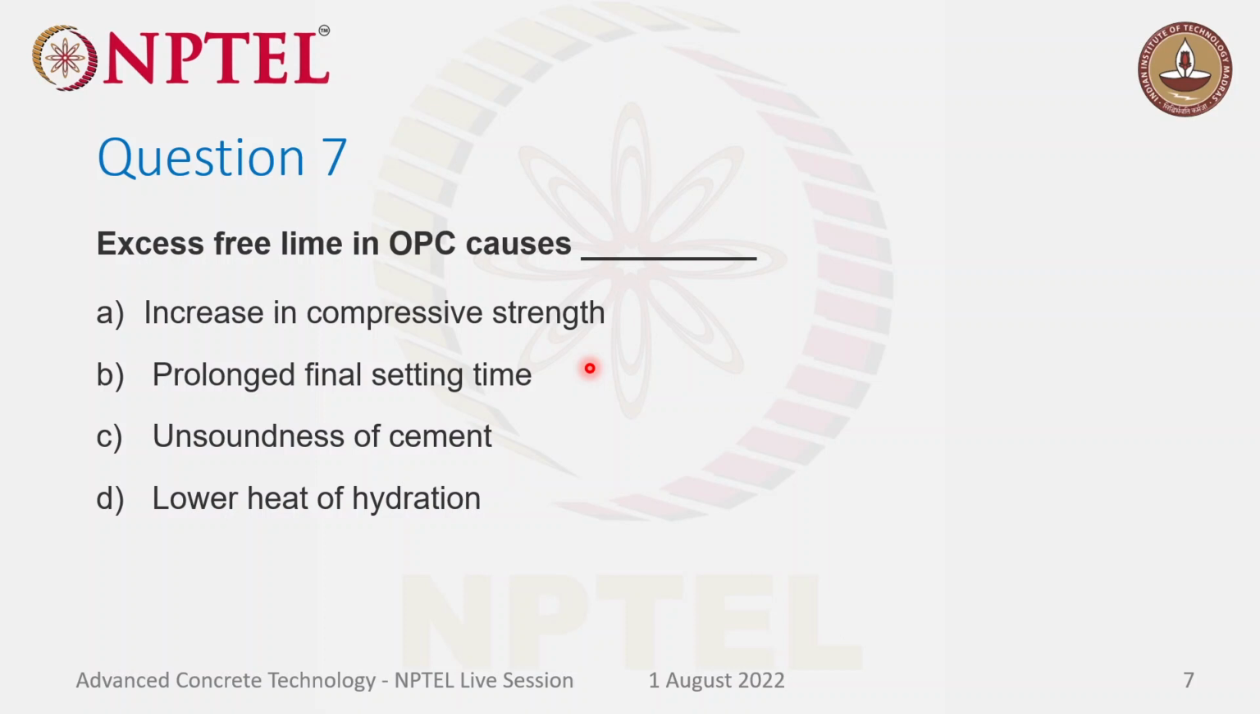Okay, so now moving to question 7. Excess free lime in OPC causes. Sorry, I have not put this question in polls, so give me a minute, I'll post this question in polls.